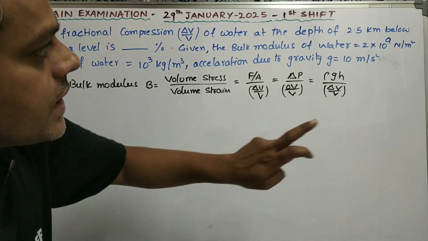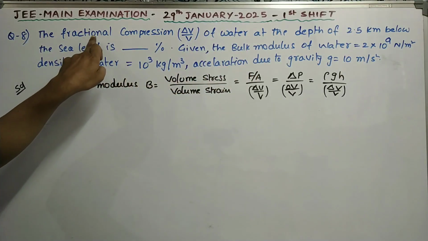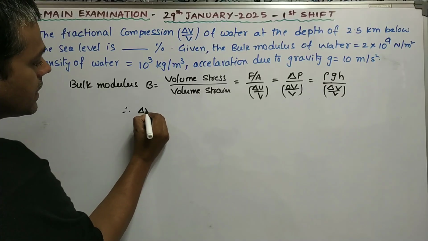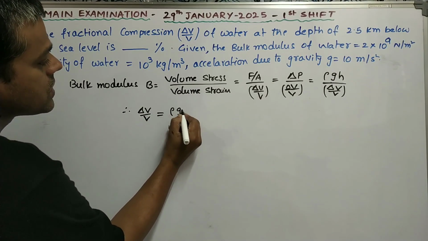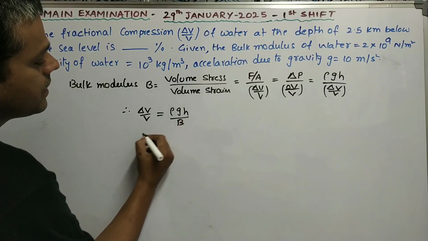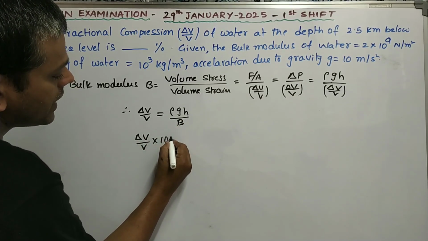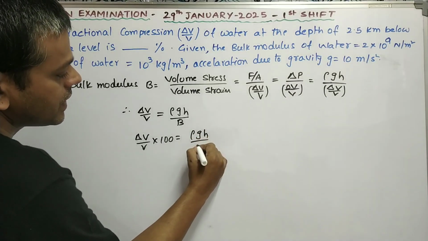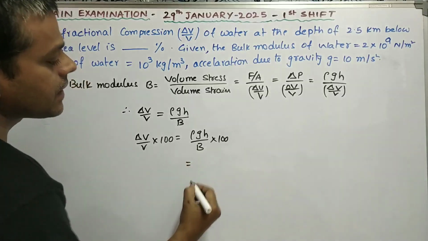Okay, so what is asked? The fractional compression. Therefore delta V by V is equal to rho g h by B. Fractional change in percentage means delta V by V into 100, which is equal to rho g h by B into 100. Now calculate.